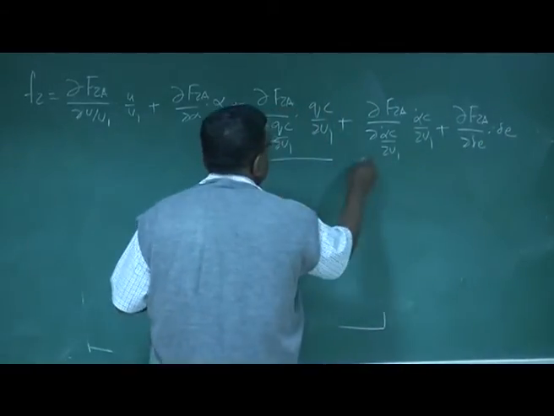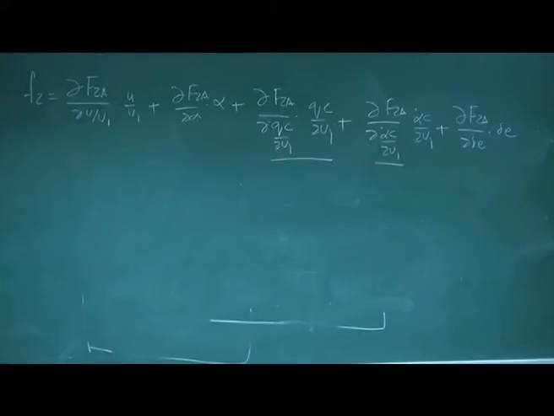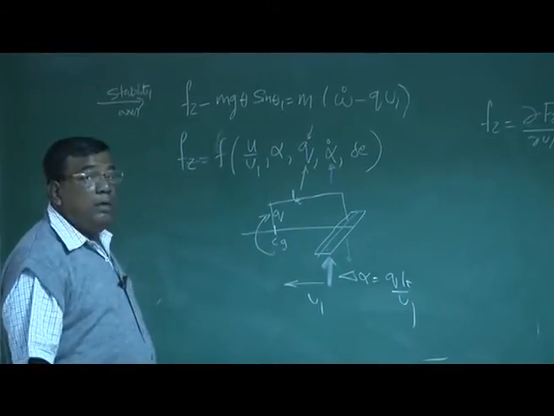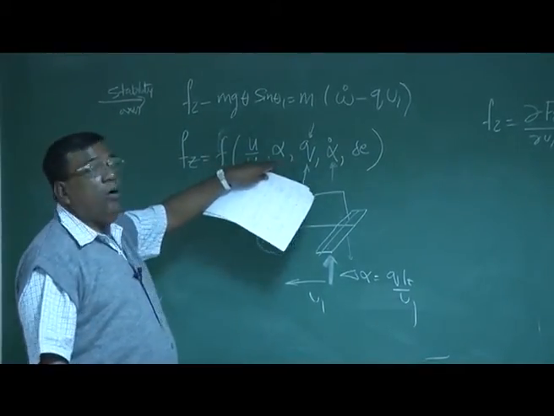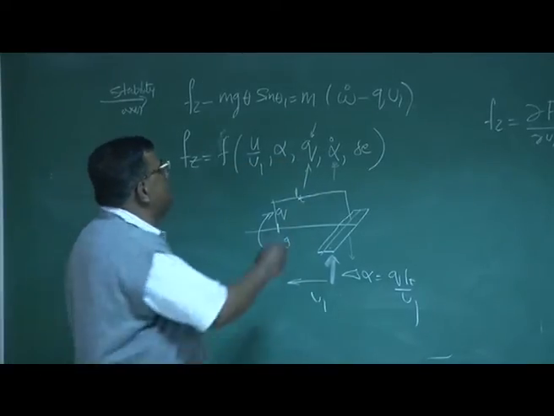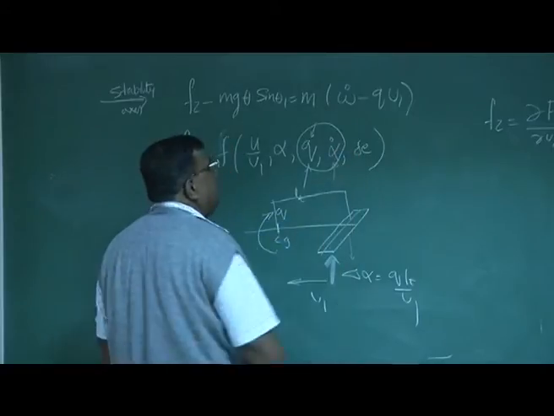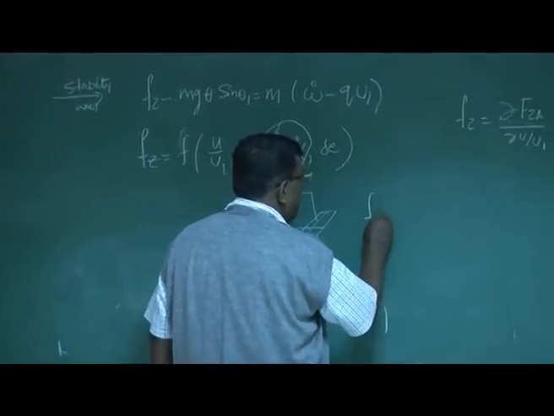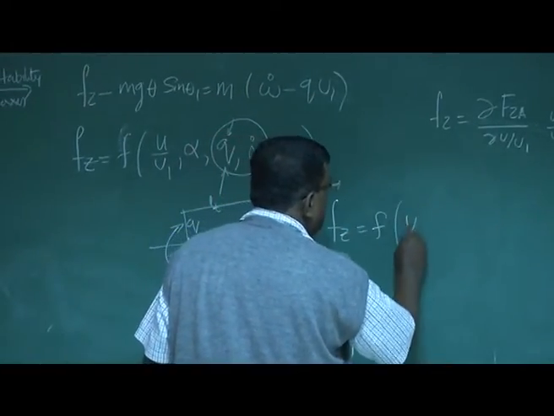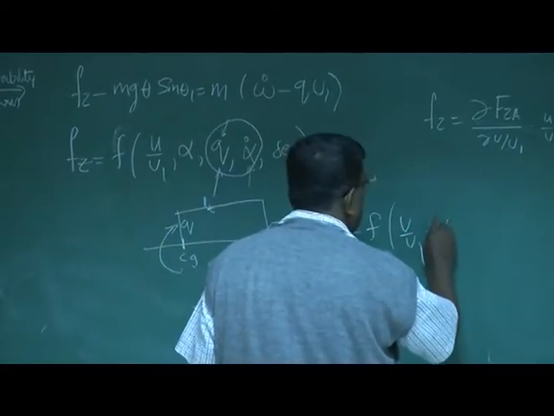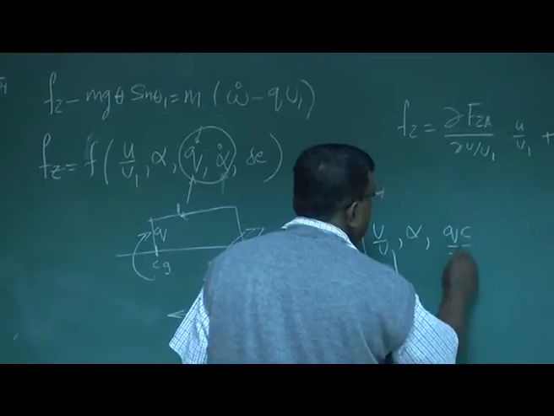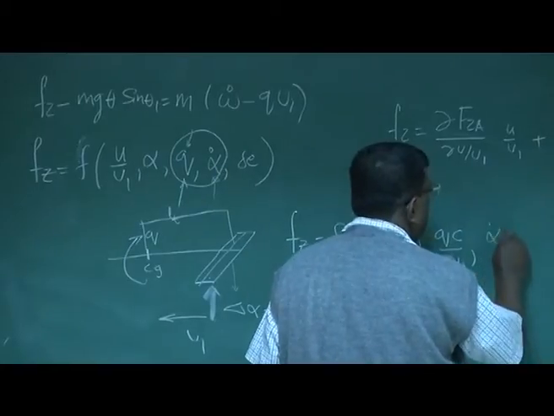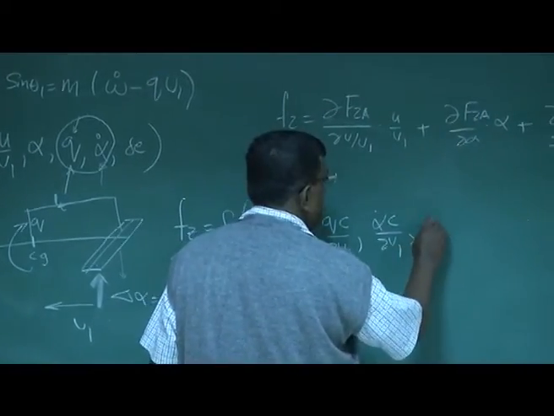You can see these two, alpha dot c and qc by 2u1. Remember, we have to convert u into non-dimensional form by dividing it by u1, because we wanted all of this to be in non-dimensional form. But you can see here, q and alpha dot have a time dimension, radians per second. So what we do is, now we write Fz as a function of u by u1, then alpha, non-dimensional. For q, we write qc by 2u1, and you know that qc by 2u1 is non-dimensional. Then for alpha dot, we write alpha dot c by 2u1, right? Then delta E.